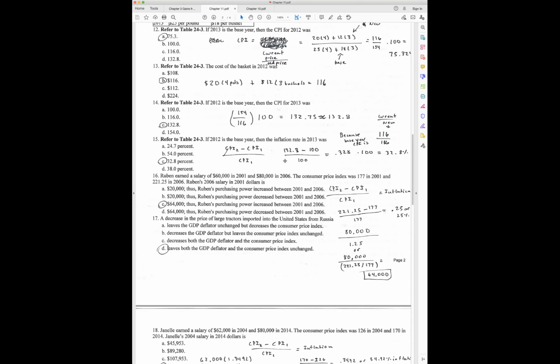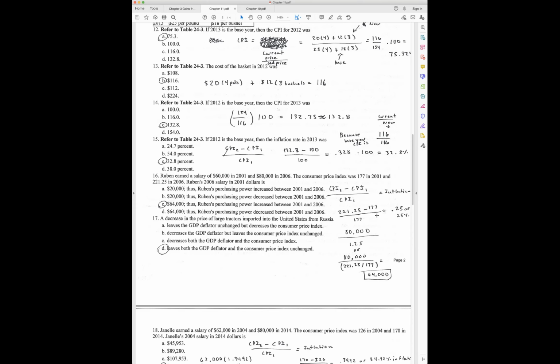Basically, if you think about it like a time machine, we're taking this salary and converting it back into 2001 to see how much money he was making in 2001. That would give us an estimate of whether he's making more now than he was back then. The way I figured this out was I first figured out the inflation rate. From those years, we take 221.25 minus 177 and then divide by 177. That gets you 0.25.